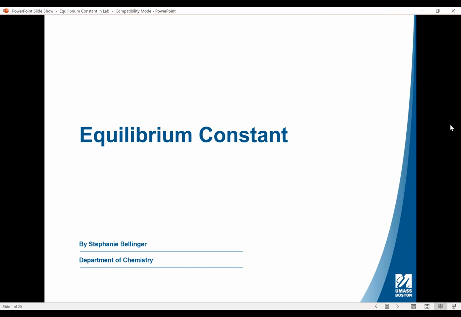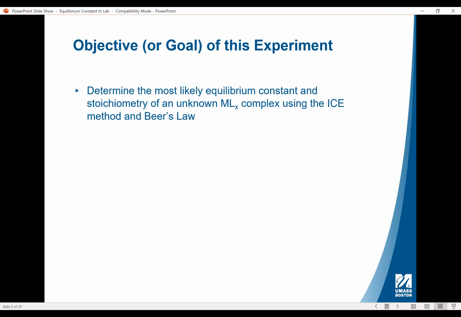So today we are doing the equilibrium constant lab. The objective of this experiment is to determine the most likely equilibrium constant and stoichiometry of an unknown metal ligand complex using the ICE method and Beer's law. A few weeks ago, or last week, I think we did Beer's law. So we are going to be using A equals EBC again this week. And we are also going to be using M1V1 equals M2V2 and some simple algebra to figure this out.